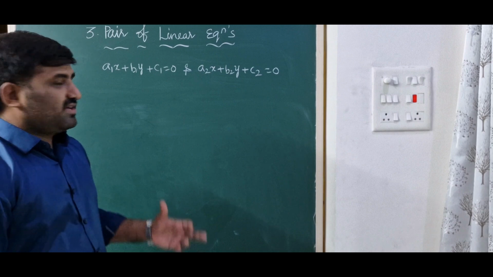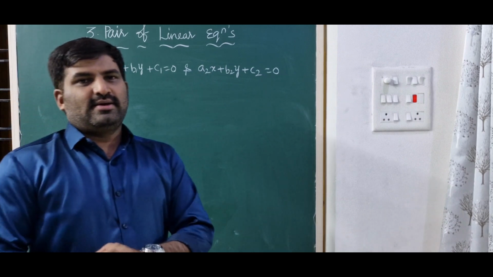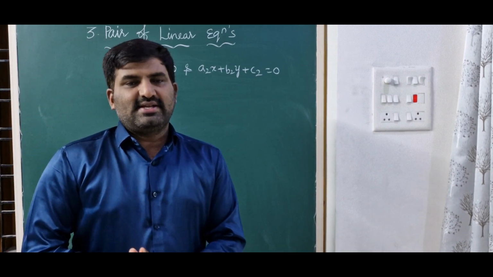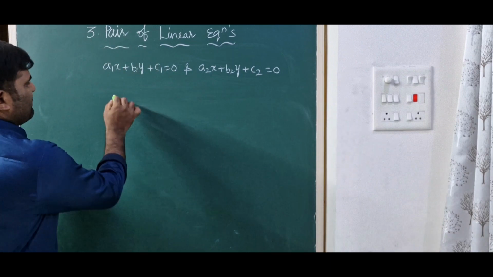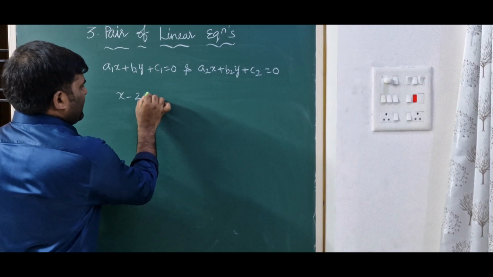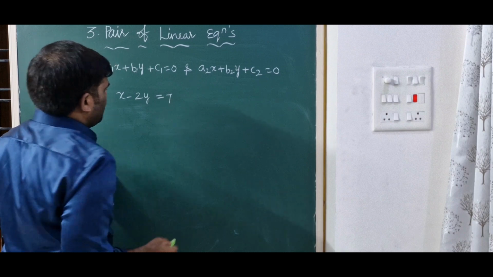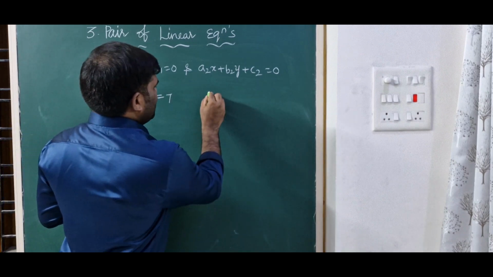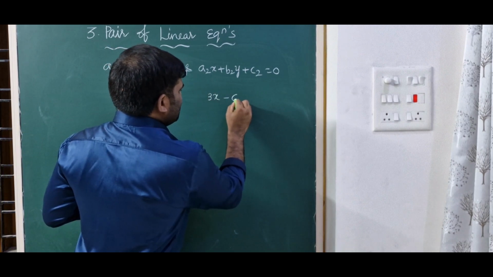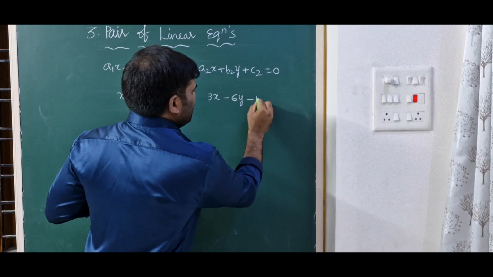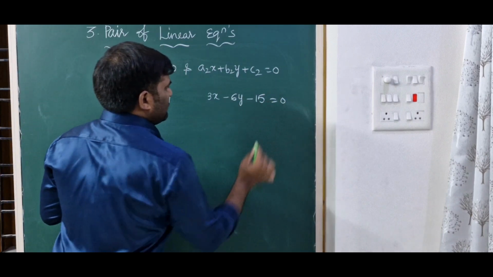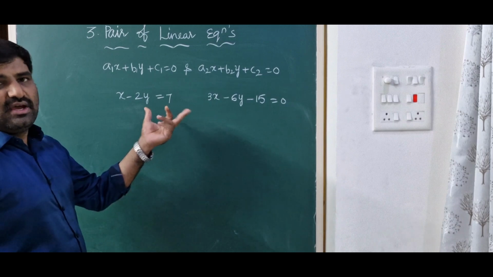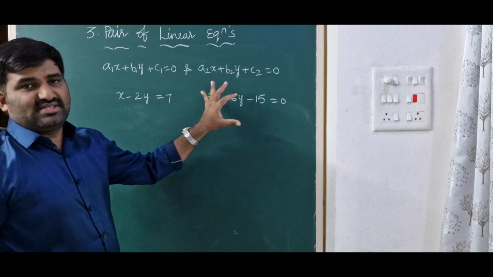Now I am explaining one question: how to find whether the given lines are intersecting lines, coincident lines or parallel lines. First, I am taking one example: x minus 2y is equal to 7, and the one more equation is 3x minus 6y minus 15, so these are the two equations equal to 0. Now we should check which type of lines these are.